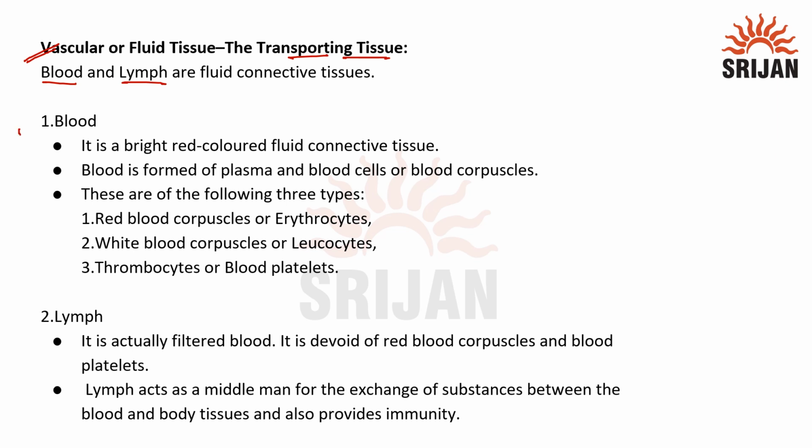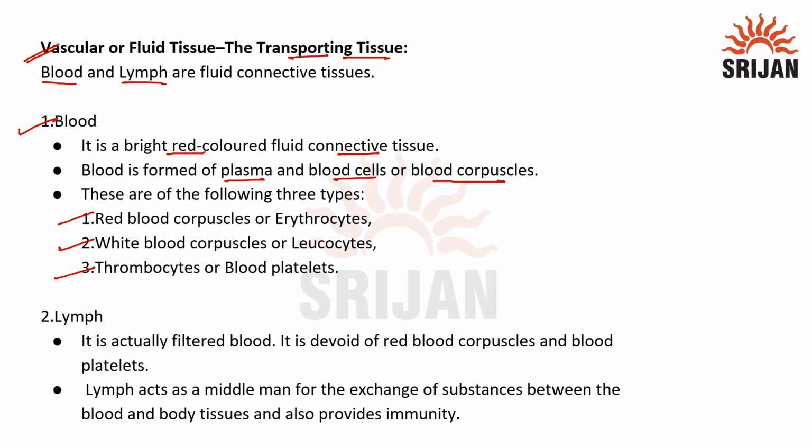When we talk about blood, blood is bright red in color, and it is a fluid connective tissue which is consisting of plasma and some blood cells or blood corpuscles. This blood corpuscles are of three type: RBC, that is red blood corpuscles also called as erythrocyte; WBC, that is white blood corpuscles also called as leukocyte; and the third one is the blood platelets, which is also known as thrombocyte. So all these things together are going to form the blood.